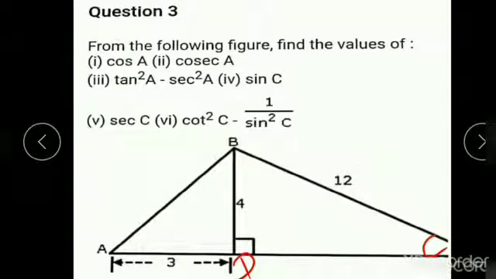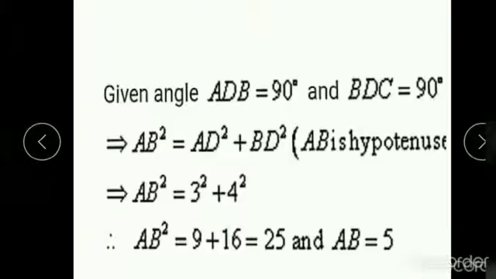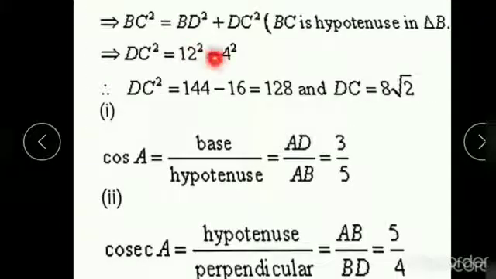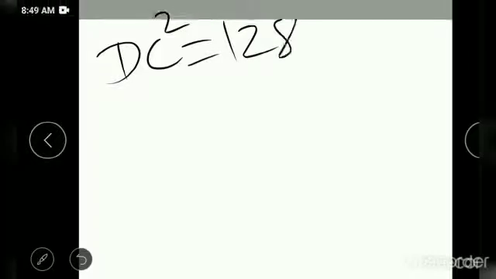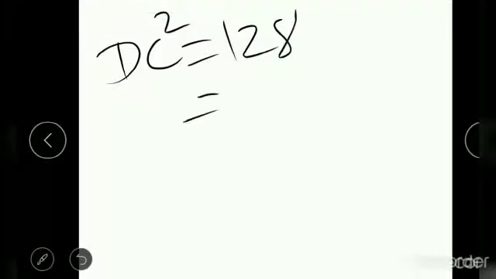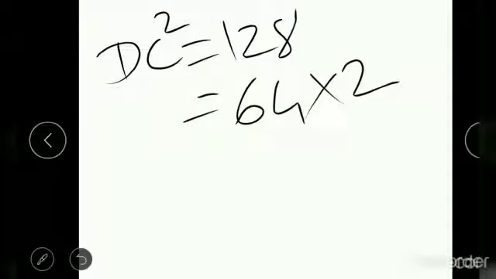12 square minus 4 square, right? So DC square will be equal to 12 square minus 4 square. 12 square is 12 twelves are 144, 4 fours are 16. So that gives you 128. So DC square is equal to 128. This 128 can be written as 64 into 2, that is 64 into 2 gives you 128.